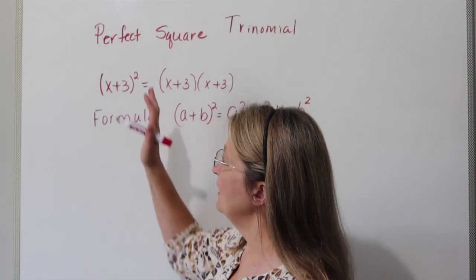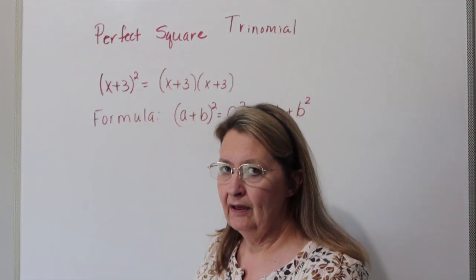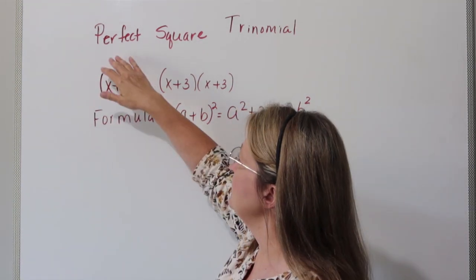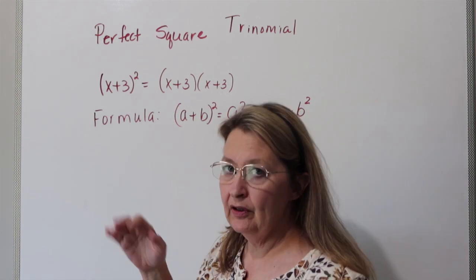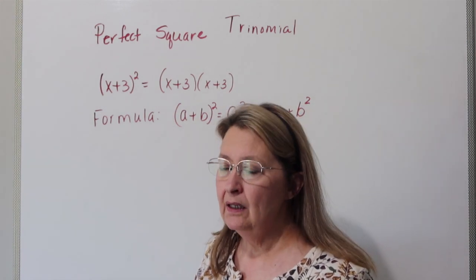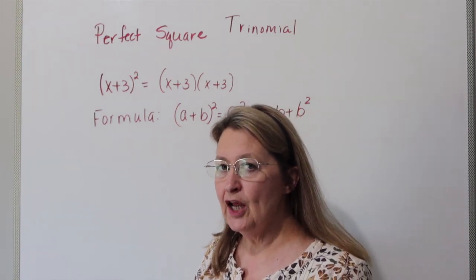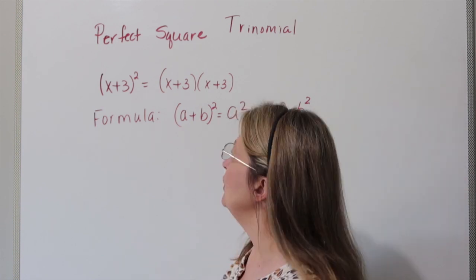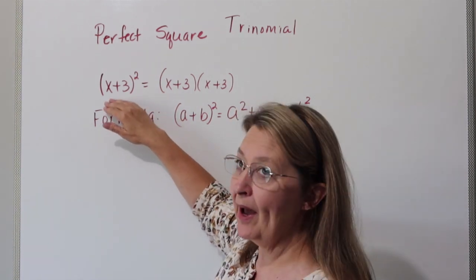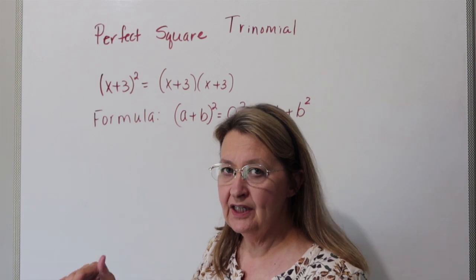The next topic is another subset of what we've been talking about. And this is the perfect square trinomial, otherwise known as the PST. This is a certain trinomial that you get when you multiply two binomials that are just alike together.